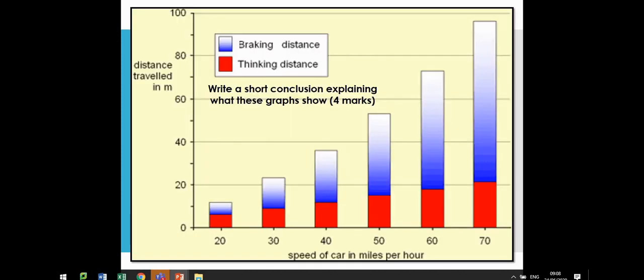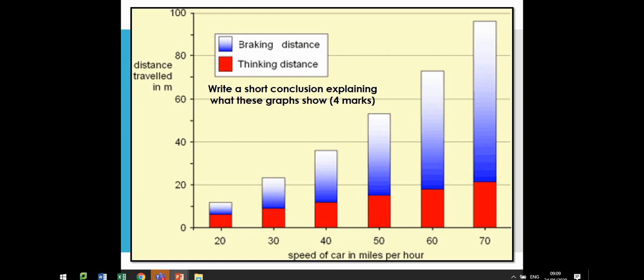Okay, this was an interesting question. It's interesting partly because it says, write a short conclusion explaining what these graphs show for 4 marks. Because there's 2 different things on this single graph. It's kind of like a nested bar chart. It's a very strange kind of graph that we don't see very much. But let's have a look at, first of all, thinking distance and then braking distance and see what we can say.